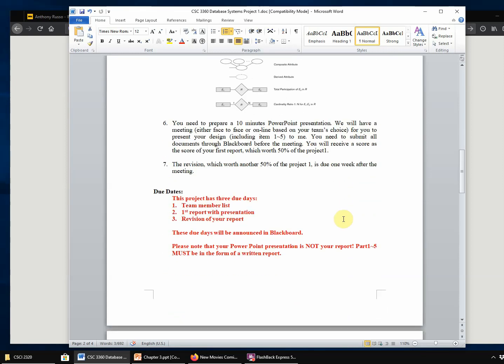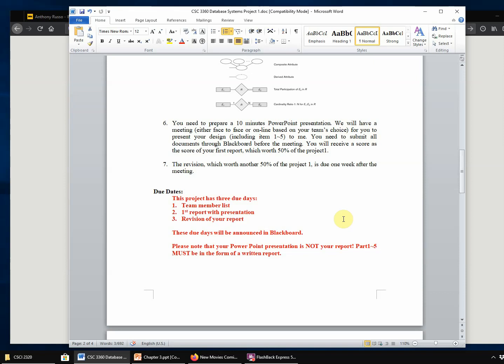In summary, there's going to be 3 due dates. The first one is the team member list. Once we have set up the team lists, you will have about 3 days to finalize it. If you want to swap it. If you don't want to swap, meet with your team members to have a feeling of what it looks like.